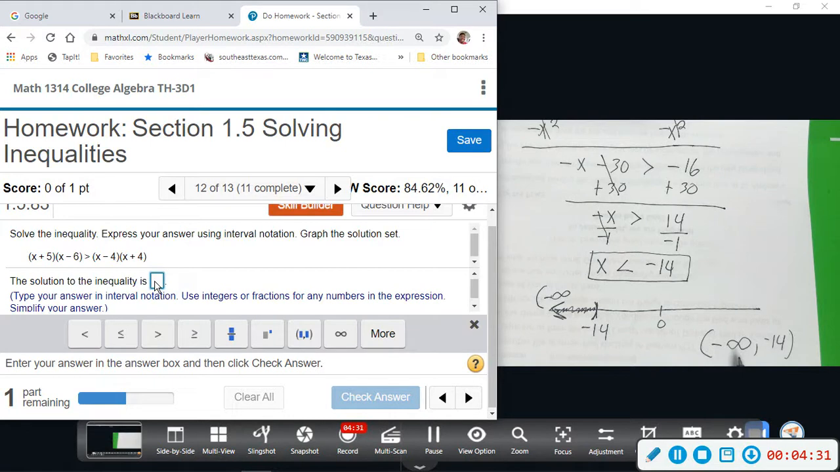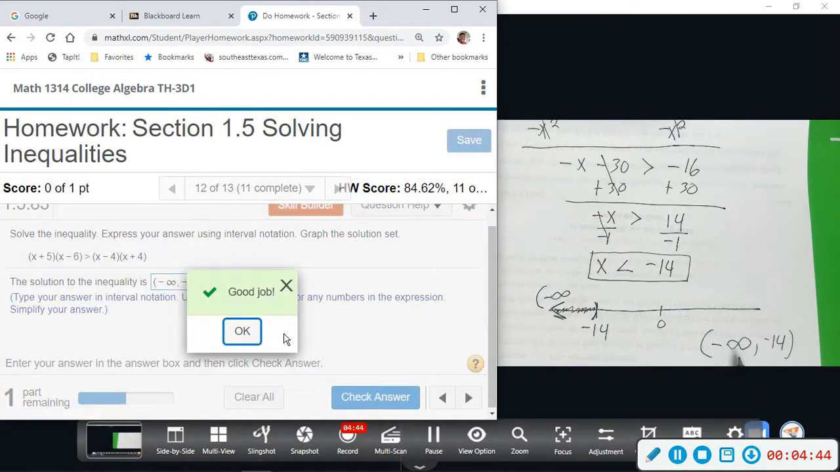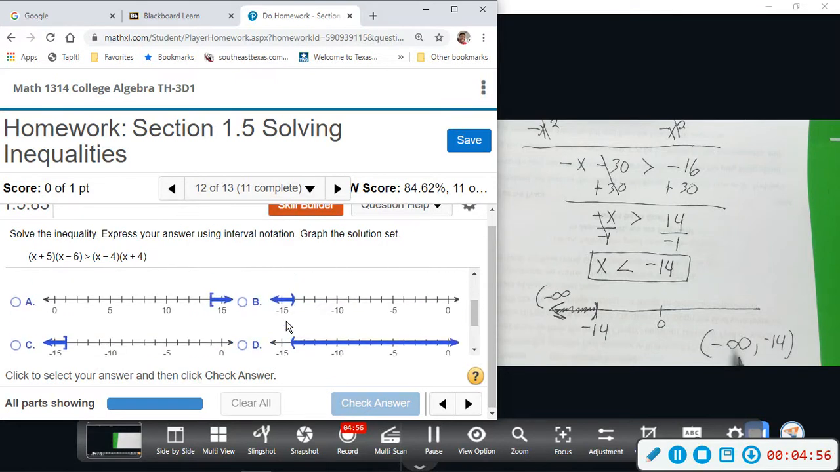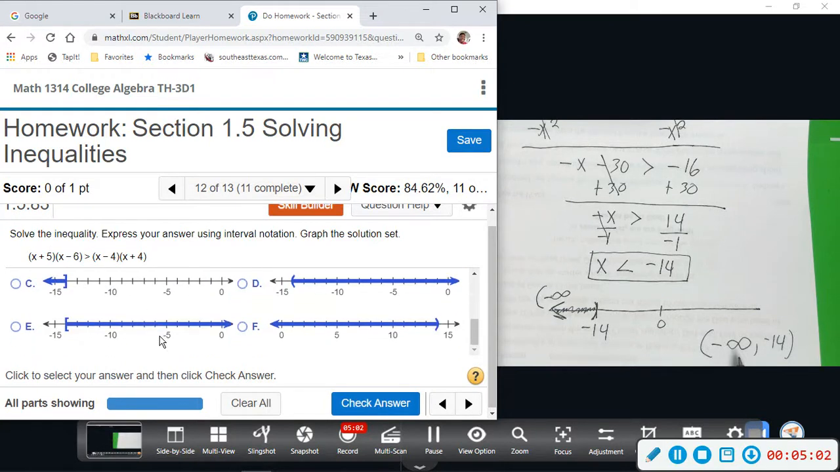So the solution in interval notation is negative infinity to negative 14. And then the graph that matches looks like 10, 11, 12, 13, 14. So B looks good. I don't even need the rest of them. B has the correct parentheses. This one has a bracket. That's the only other one that would match what we have.